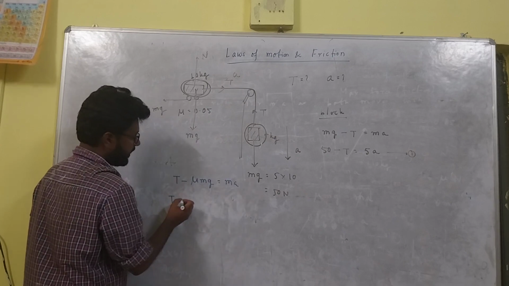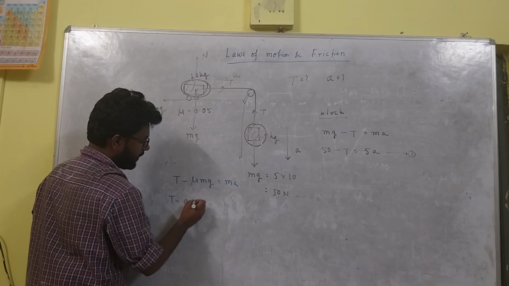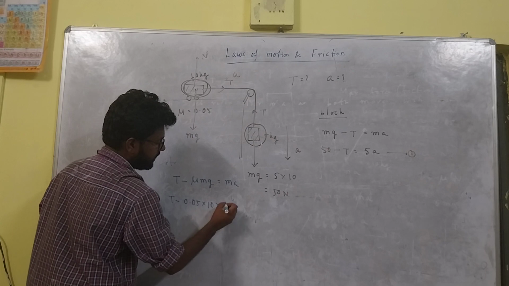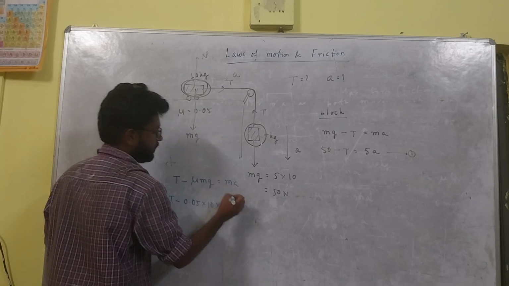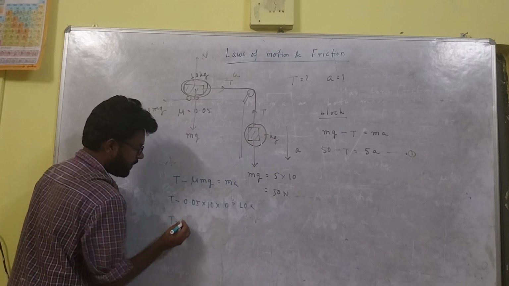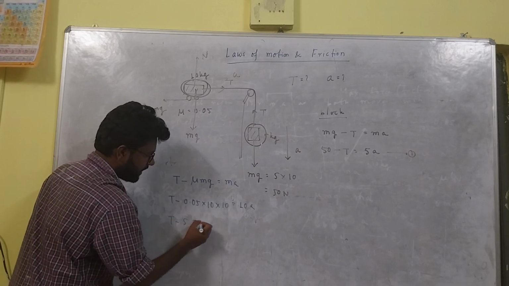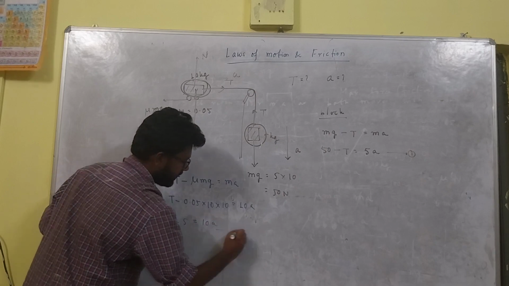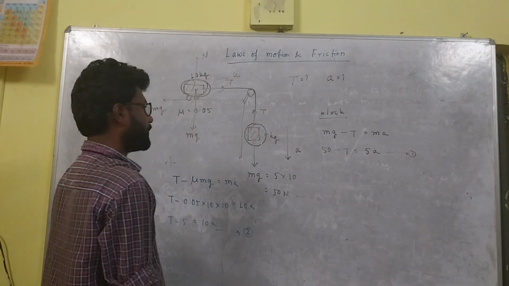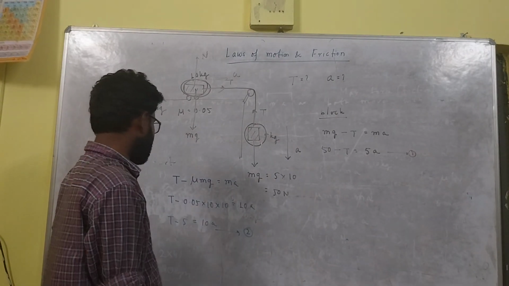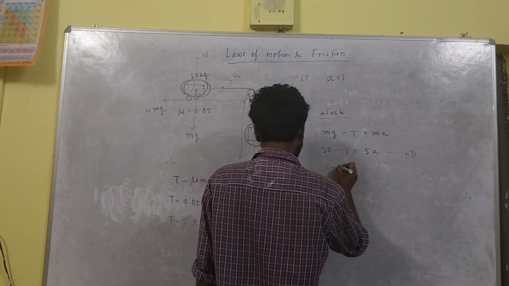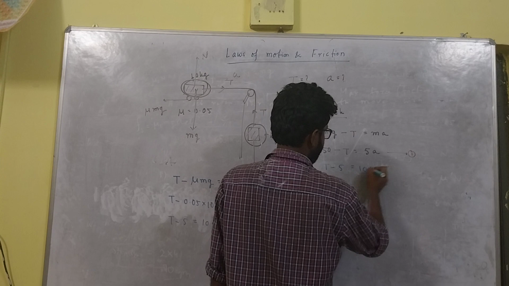So tension minus mu 0.05, the mass of that cart 10, and g 10 meter per second square, equals the mass of that cart, 10a. So ultimately, if you calculate, you get T minus 5 equals 10a. It's the number 2. Now just solve these two simultaneous equations. Nothing there. Just place it here. So T minus 5 equals 10a.